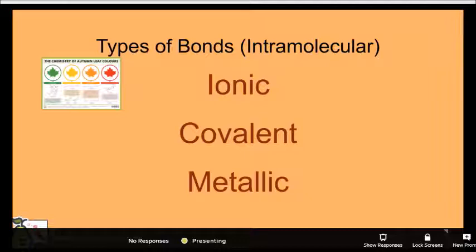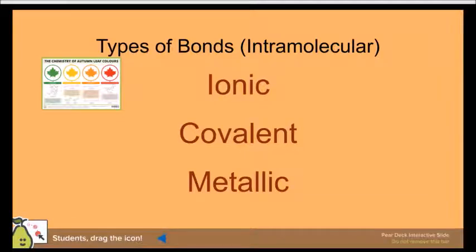So we have lots and lots of different types of bonds, right? Now, there's hydrogen bonds and some other ones that you may remember from chemistry, but we're not talking about those. London dispersion forces and stuff like that comes later. For right now, we're just worried about intramolecular, meaning inside of a molecule. So we've got ionic things, and we've got covalent things, and we've got metallic things.